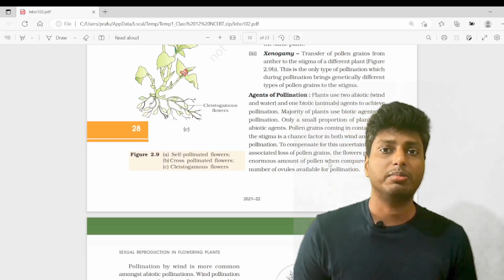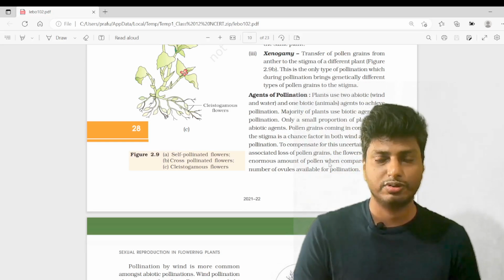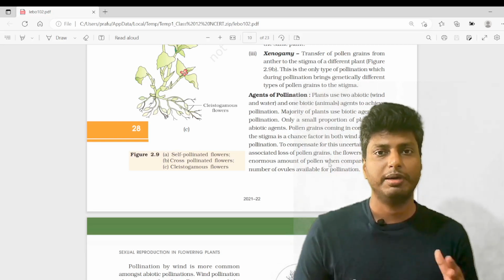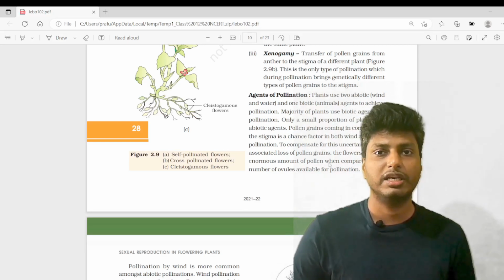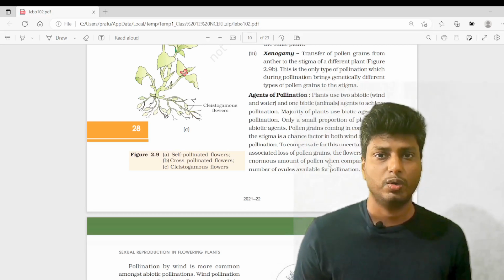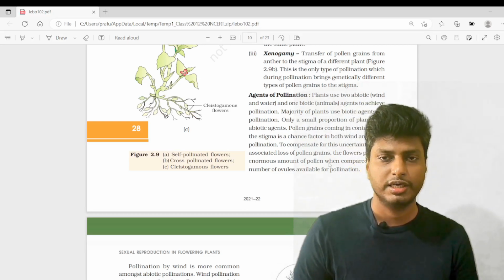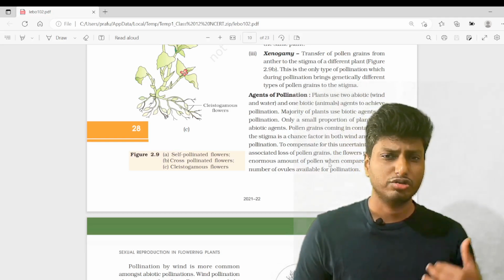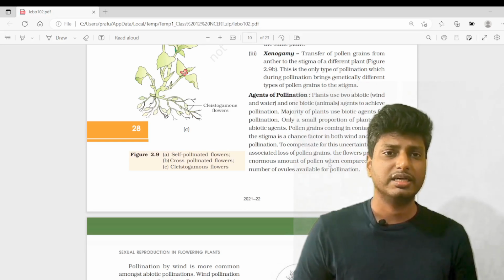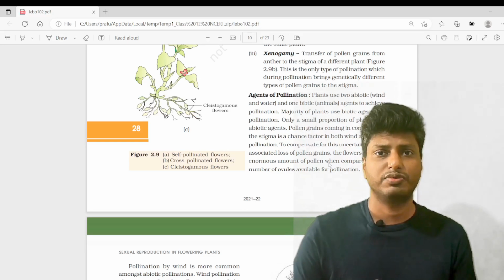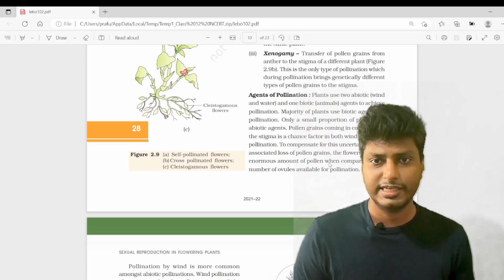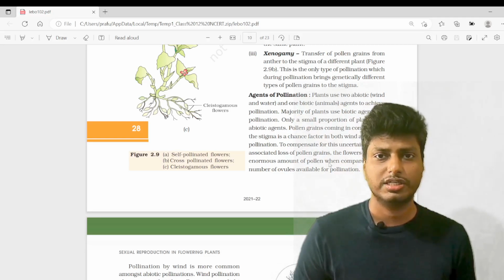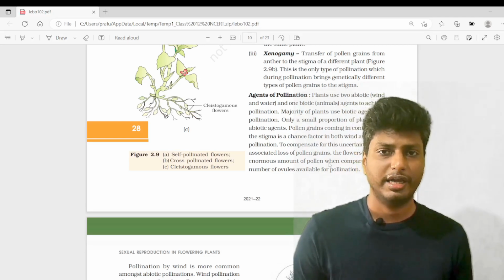When we talk about agents of pollination, there can be two types of agents. Either biotic or abiotic. So what do we mean by biotic and abiotic? Biotic are nothing but the living organisms which help in the transfer of pollen grains, whereas abiotic are the non-living things which help in pollination. So what are the different types of living organisms which help in pollination? It can be insects, or birds, or certain other creatures, for example snake, ant, etc.